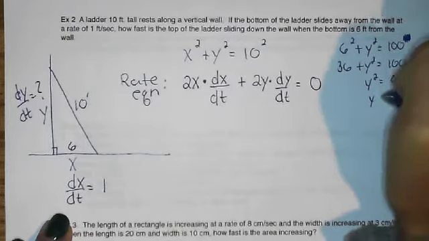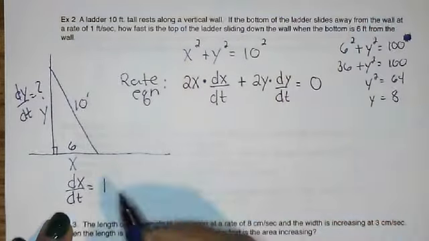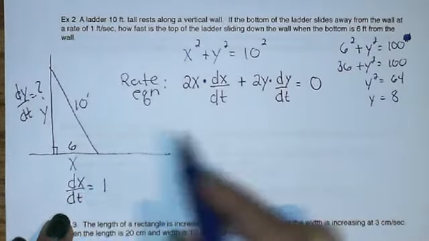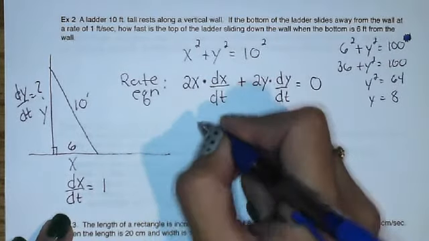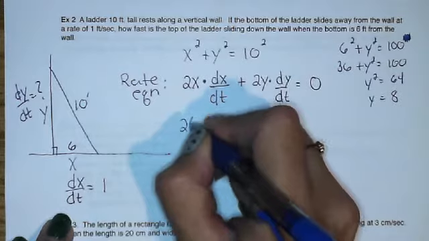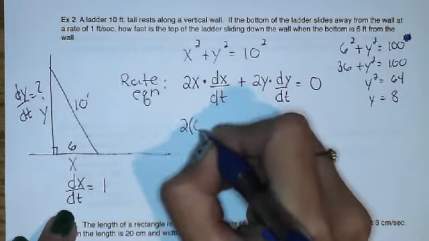All right, equals 10 squared, which is 100. y squared equals 64. y is an 8 when x is 6. So now I can substitute in, and it's a little bit of simple algebra.